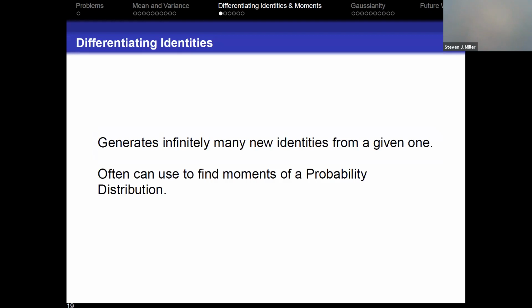So differentiating identities is a way to create infinitely many new identities from an existing one. Since it's so hard to prove an identity, any way you have to generate new identities from it is almost surely going to be valuable. And one of the most common applications of this is in probability theory to find moments of distributions.